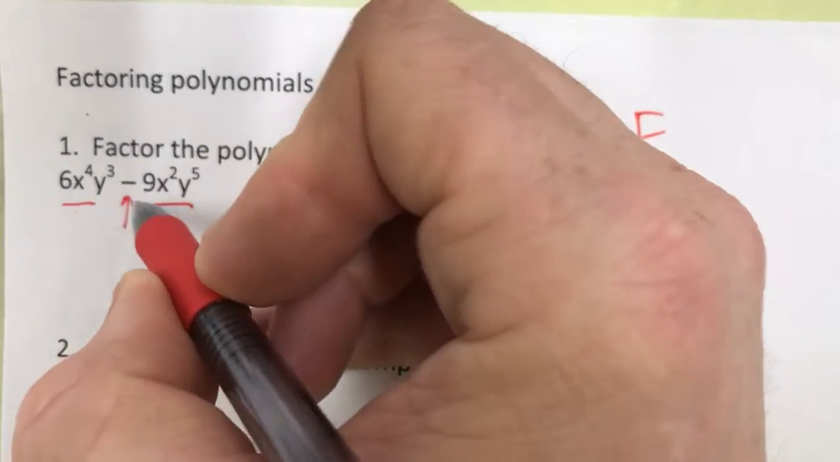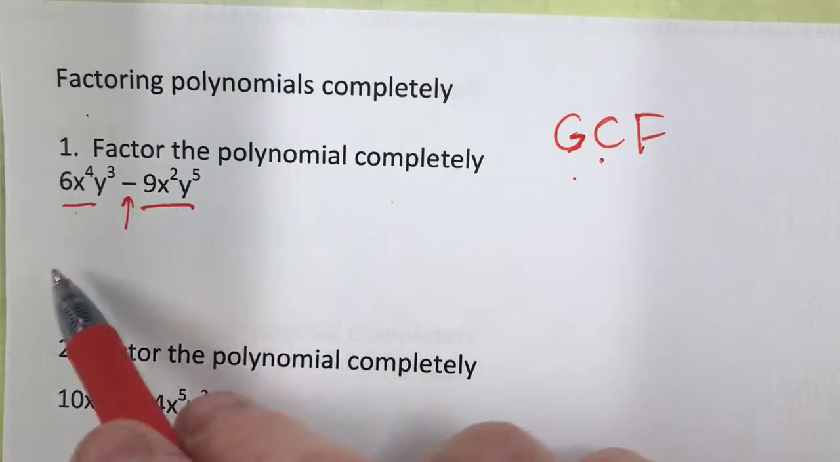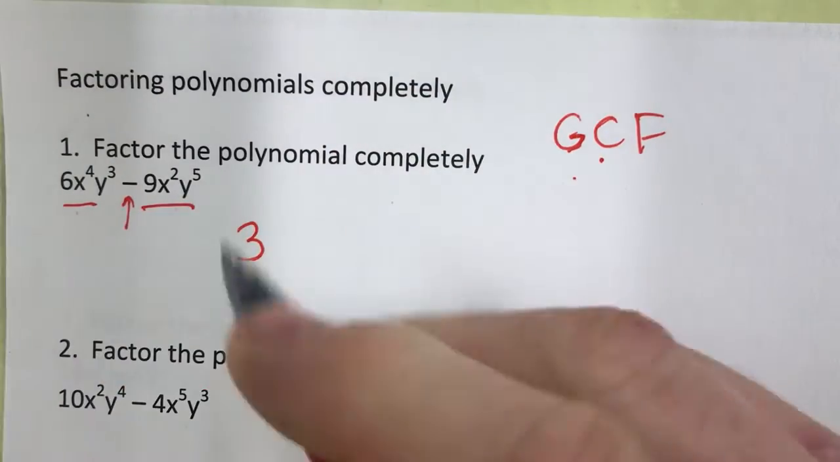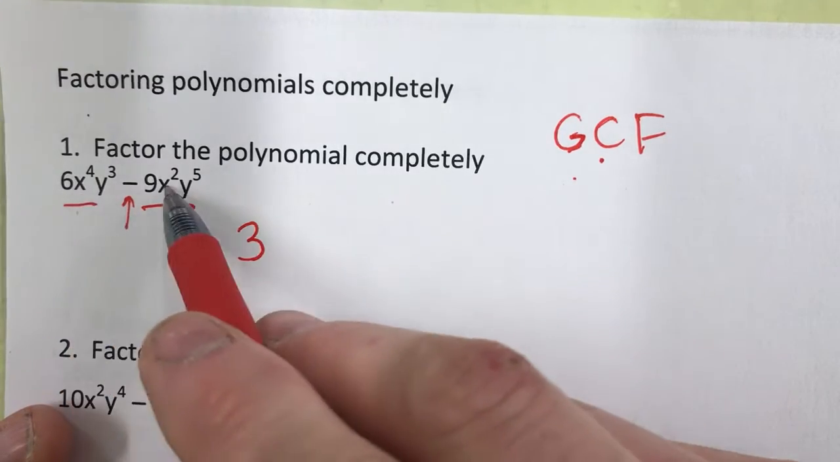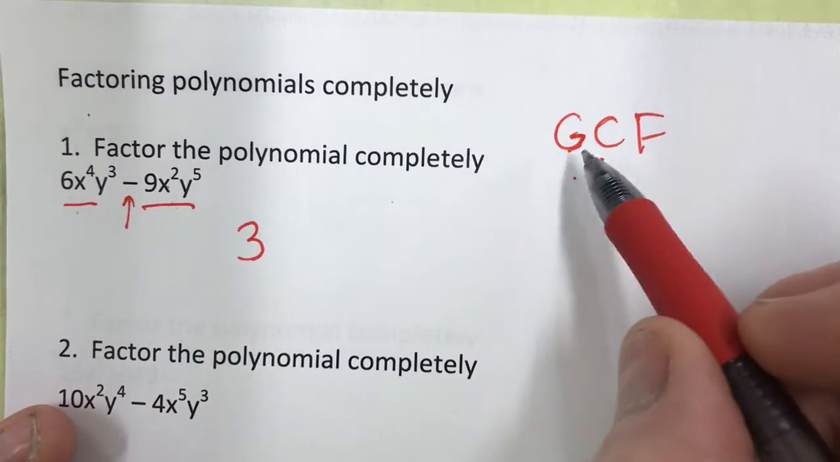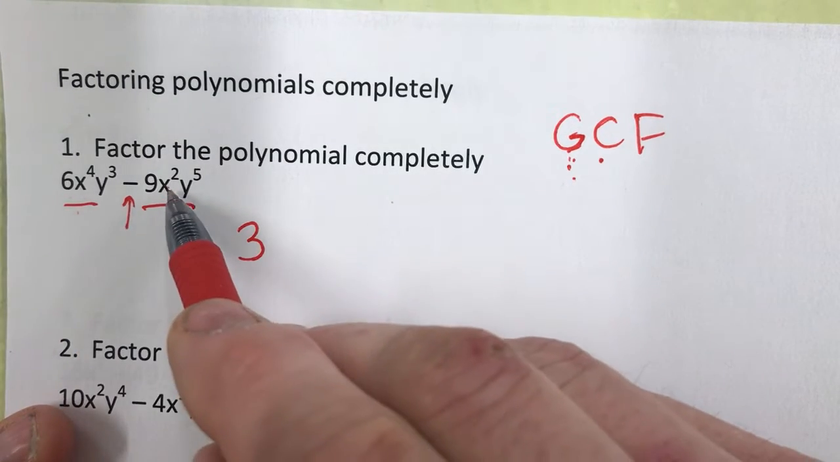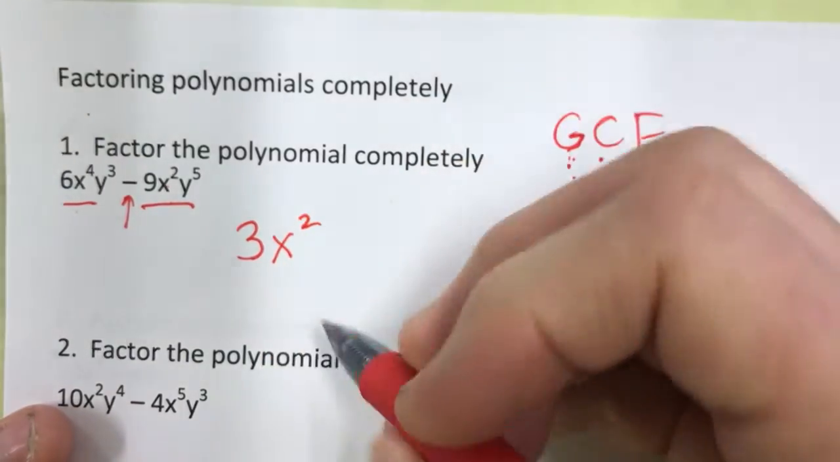So if you look at my 6 and my 9, what number is the greatest number that goes into both the 6 and 9? Well, I think a 3. 3 is the biggest number that goes into both of them. Now, I look at my variables. See, they both have an x. All right, what's the greatest number of x's that they both have? Well, this has 4 and this has 2. Well, they both have 2. So x squared is my greatest common factor.